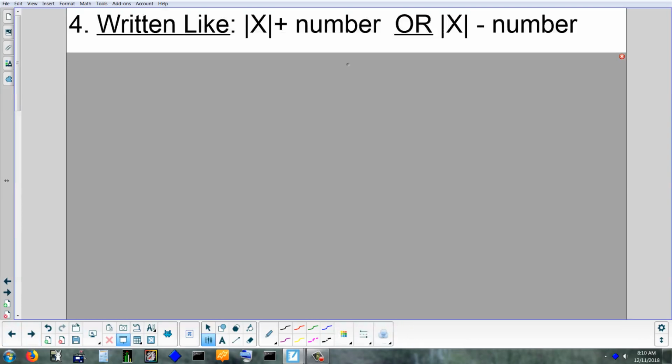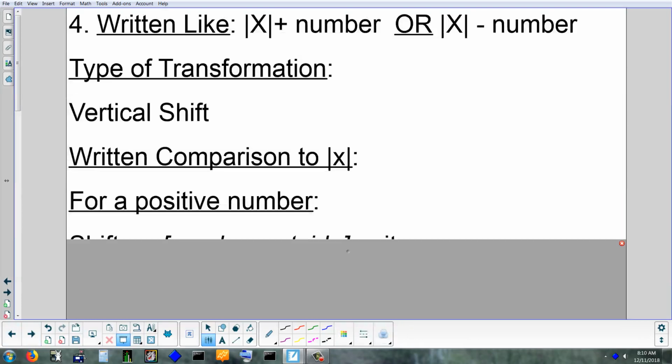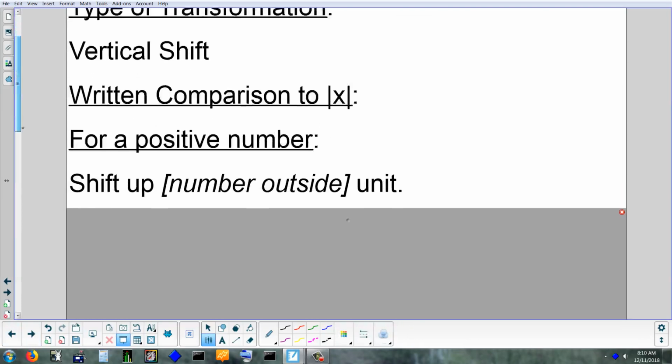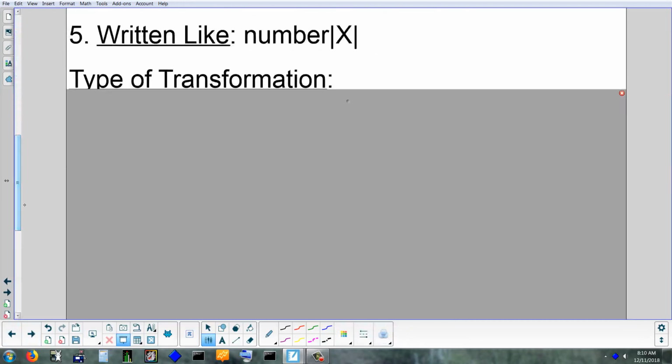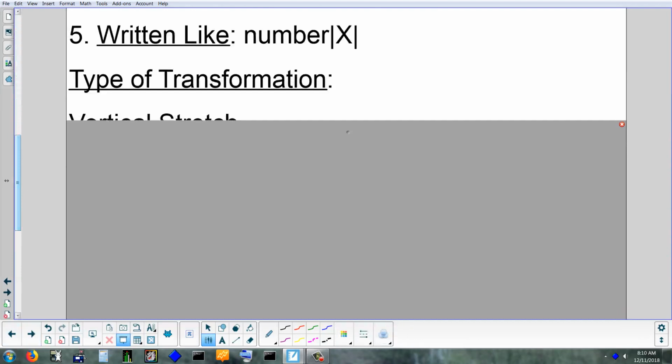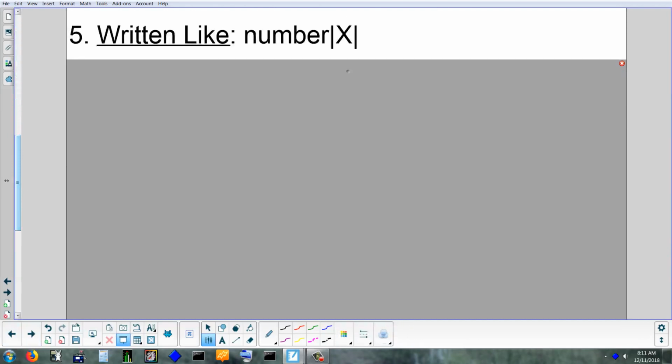Wait a minute, hold on. That's the last one you do. So vertical shift. I'm going to renumber these for you. There we go. That's number 4. And the other one's number 5. So number 4 is when you have a number times x.